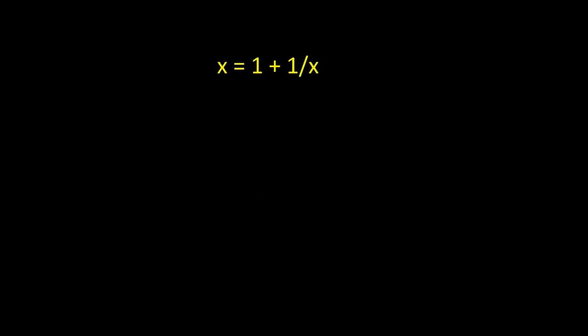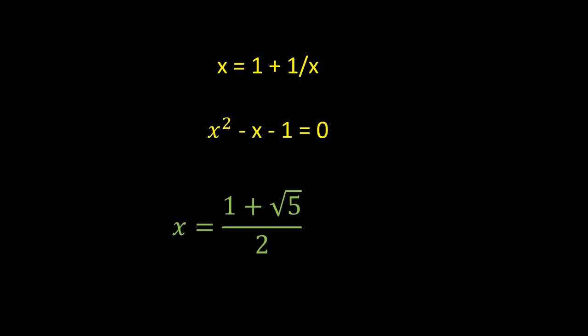So, we get that the length of the first rectangle x is equal to the length of the square, which is 1, plus the height of the second rectangle, which is 1 over x. Multiplying both sides of the equation by x and moving to the left hand side, we get x squared minus x minus 1 equals 0. That's a quadratic that middle schoolers can solve and find out that x is equal to 1 plus or minus the square root of 5 over 2. But we toss away the negative solution.